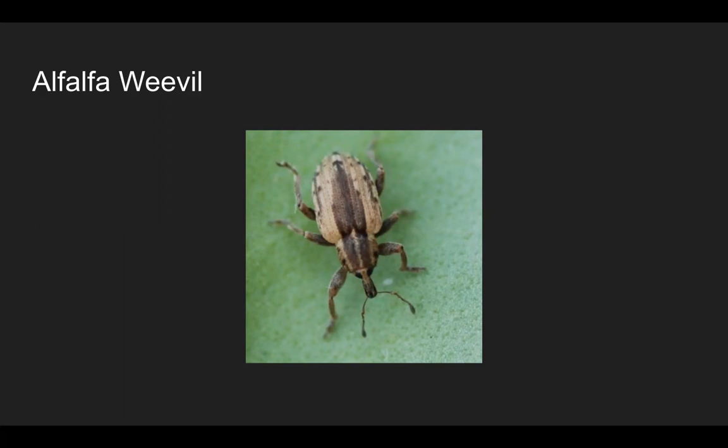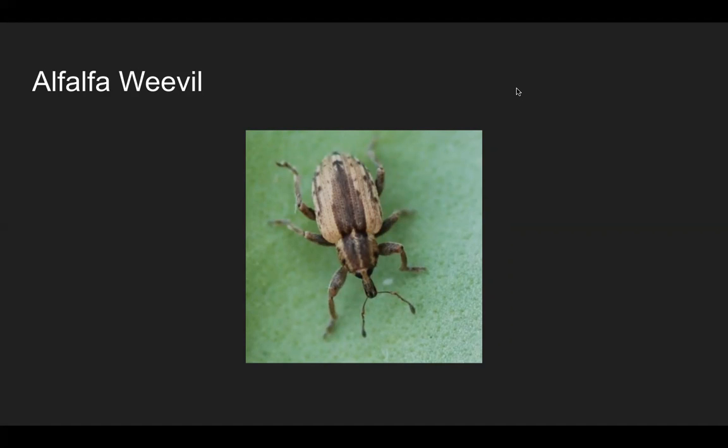The alfalfa weevil is a light brown colored insect that has a dark stripe down the middle. They're typically about 3/16 of an inch long, and they're found mainly during the spring and the fall, and then during the hot summer, they stay dormant. The alfalfa weevil will lay its eggs in the fall and then also spends the winter dormant in the alfalfa plant.